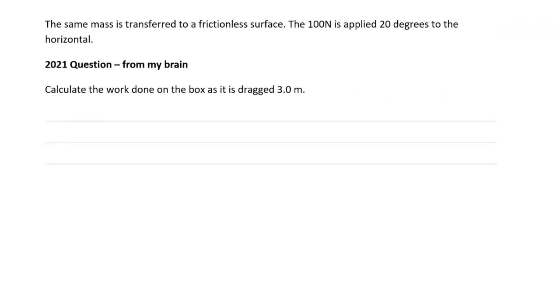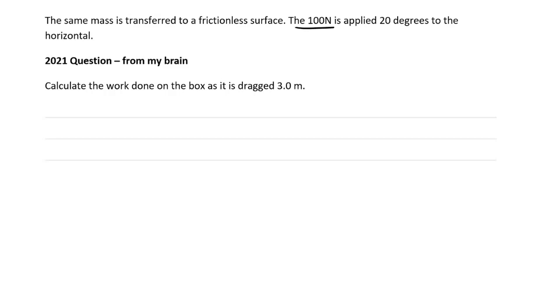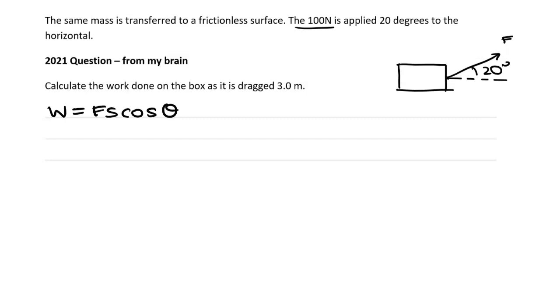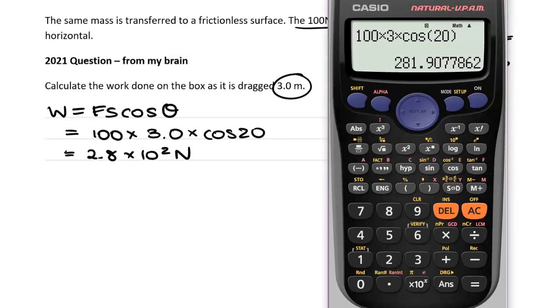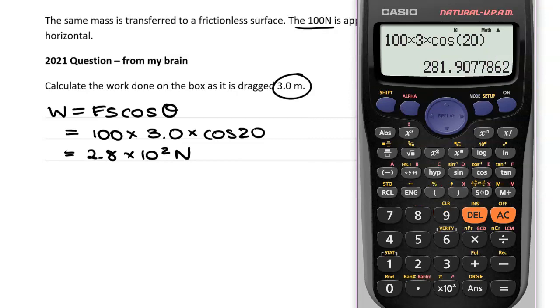Now we're told the same mass is transferred to a frictionless table. The 100 newton force is applied 20 degrees to the horizontal. So we have no more friction. We've got this force acting at 20 degrees to this horizontal line. Calculate the work done on the box as it's dragged 3 meters. So this is an example where we'd need to use the Fs cos theta. So it's just 100 newtons acting now, times, we're told, same displacement, 3.0. We need to do times that cos of 20. Alrighty, so popping that into my calculator and doing it to 2 sig figs. So 2.8 by 10 to the 2 newtons.